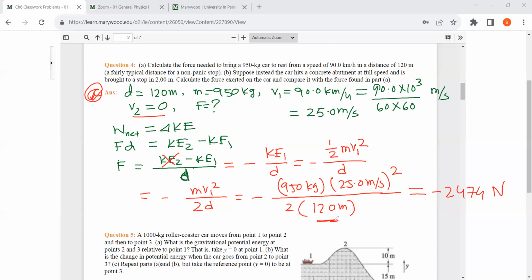You can do the same thing here. You just replace 120 meters by 2 meters and then calculate the new force. When you replace 120 meters by 2 meters, you will get a huge number. I got minus 148,438 Newton. So you see that it's a huge number. When the stopping distance is small, the impact force is large.